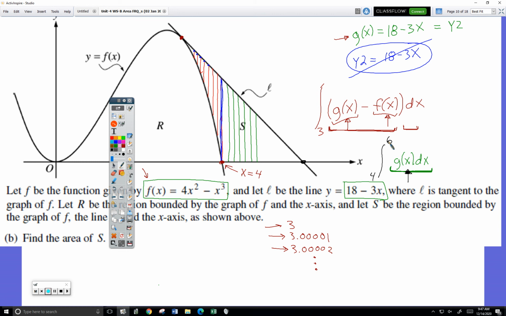Okay. Questions? So I've got to add those two together. So it's this plus this. Then I run it through my calculator. Has anyone done it already? What do you get, Zach? 7.917.